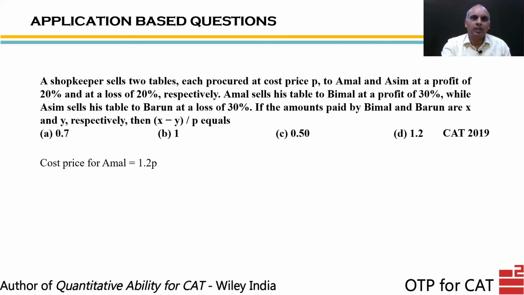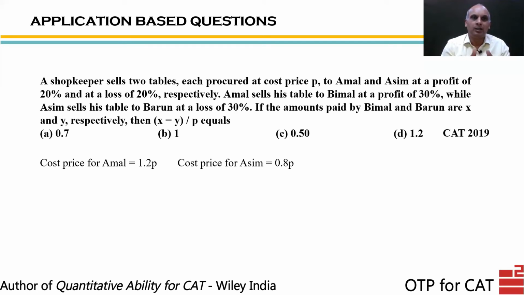Now, the shopkeeper has a cost price of P, and he sells tables to Amal and Asim at a profit of 20% and a loss of 20% respectively. So the cost price for Amal, which is the selling price for the shopkeeper to Amal, will be 20% more than the cost price, that is 1.2p. And the cost price for Asim will be 20% less, that is 0.8p.